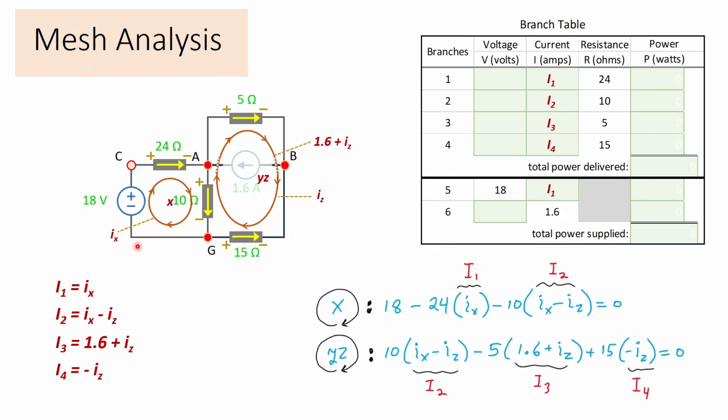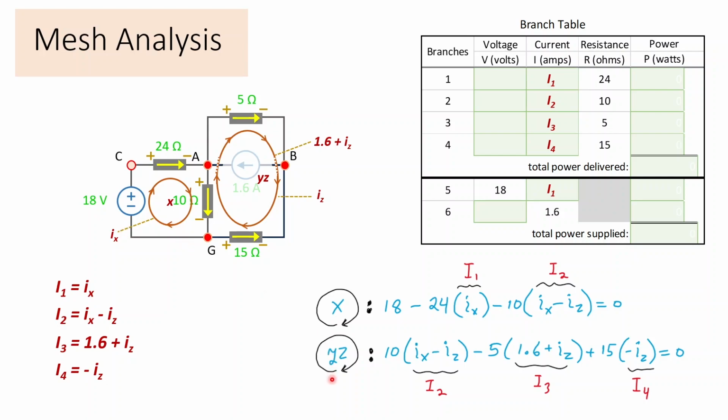If I start on the lower left and go clockwise around mesh X, I go minus to plus, so plus 18 volts. Plus to minus, so minus the Ohm's law volts drop, 24 ohms times I1. But I1 was IX. Now, down again, plus to minus, that's a decrease, minus 10 ohms times the current I2, which is IX minus IZ. Now we're back where we started, so that's our loop rule for mesh X.